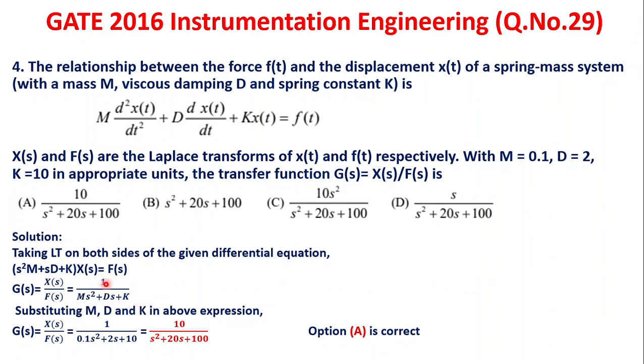Simply this. So substitute the values, they said appropriate units, standard units. Substitute the value of m, d and k here. So that's also 1 by 0.1 s square. M is substituted, d is substituted from here, so 2, k is 10. That's all. So we have to fit into one of these expressions. Nowhere 0.1 is coming, so you can multiply both numerator and denominator by 10, or you can take 0.1 outside. Both give the same result. So 10 by s square plus 20s plus 100 if you multiply both numerator and denominator by 10.